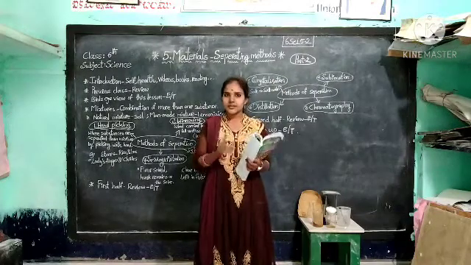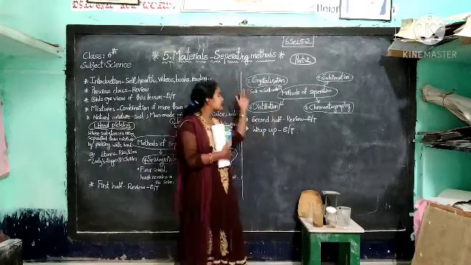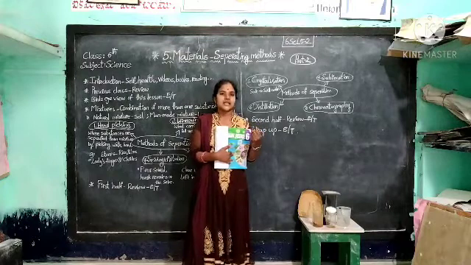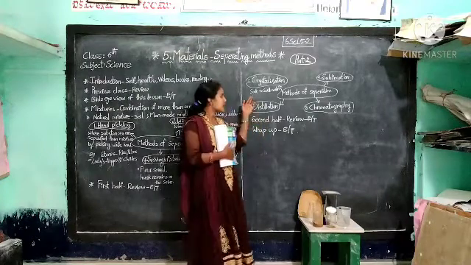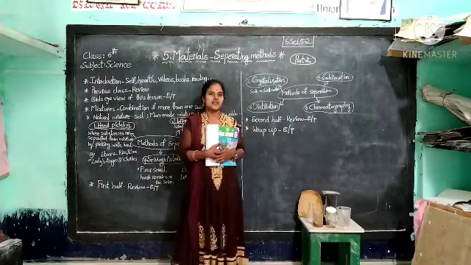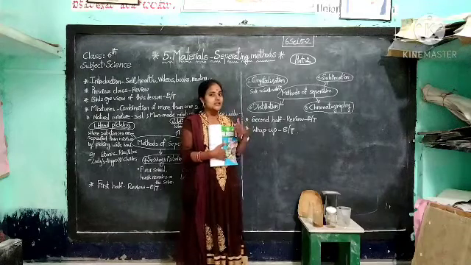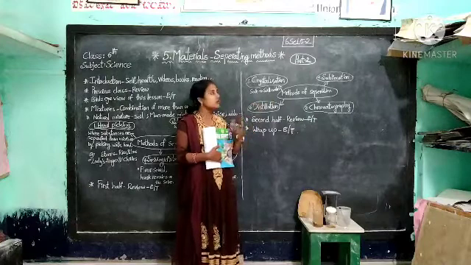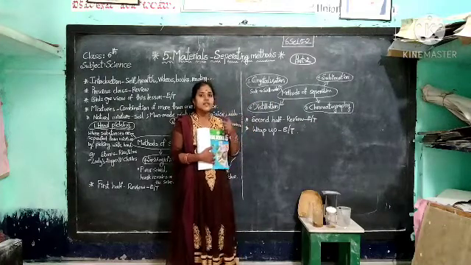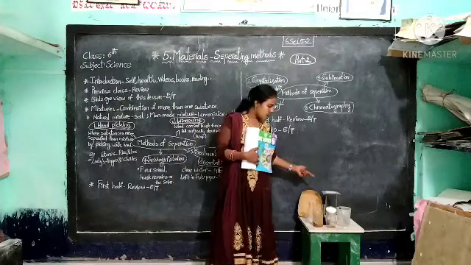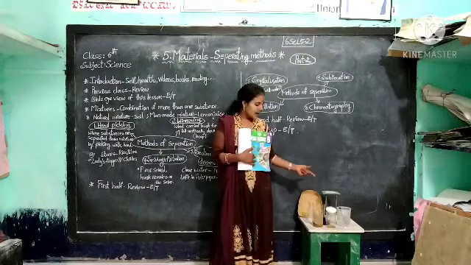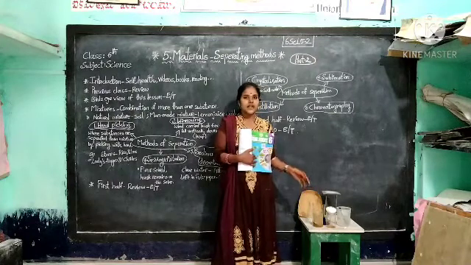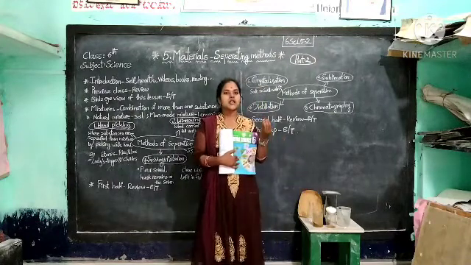Okay, children, did you understand? By using this method, we have to separate the dissolved substance in the liquids. For example, salt from the salt water. By using crystallization, we separate the salt from the salt water. How do we do the crystallization? We use the tripod stand, wire gauze, a Bunsen burner, and we use the beaker and glass rod also.